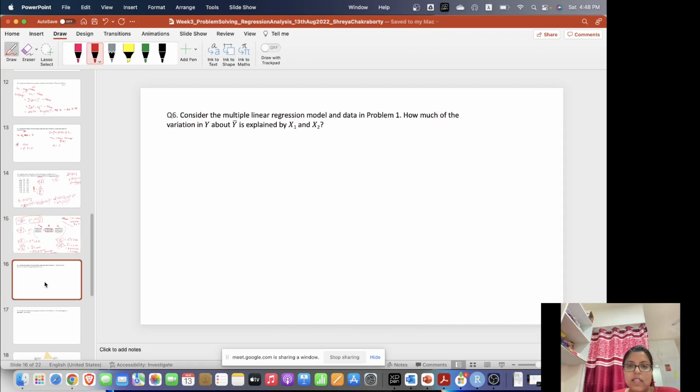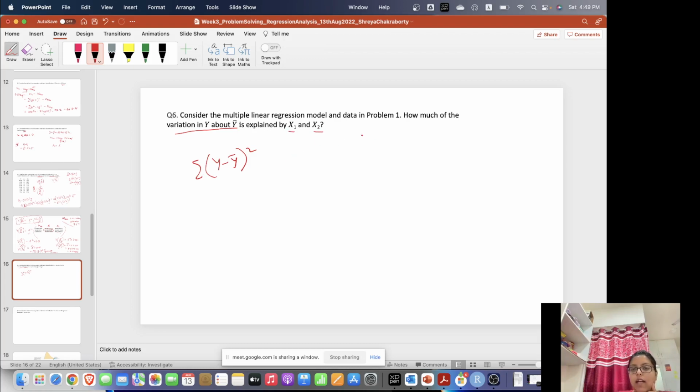So the next thing is, if you get a question like this, that you consider the multiple linear regression and you're asked how much of the variation in y about y bar is explained by x1 and x2. So any idea what exactly, which quantity are they asking for? They are asking how much of the variation in y about y bar is explained by this quantity and this thing.